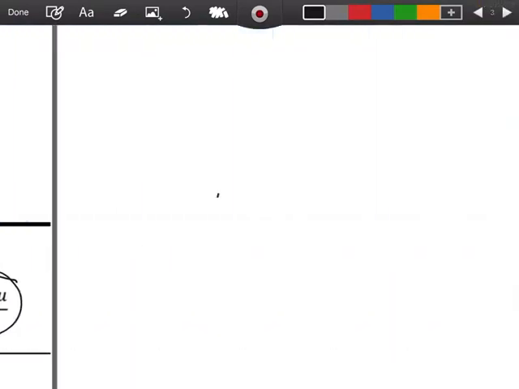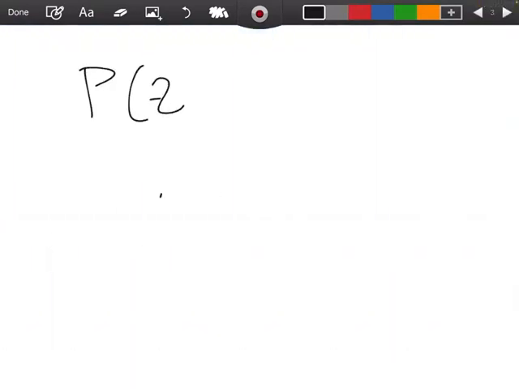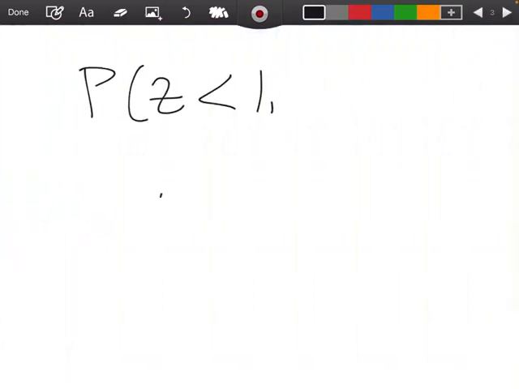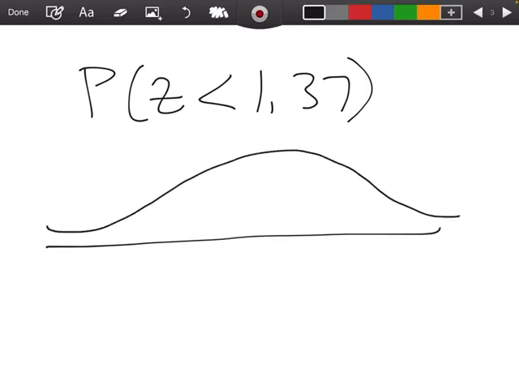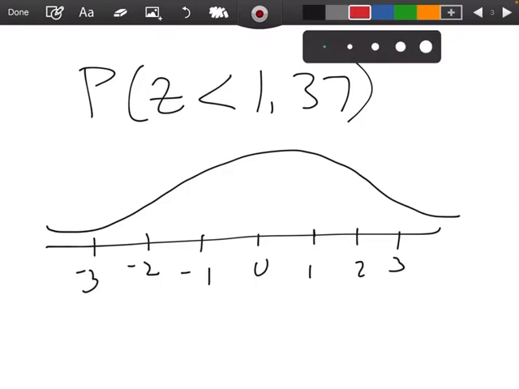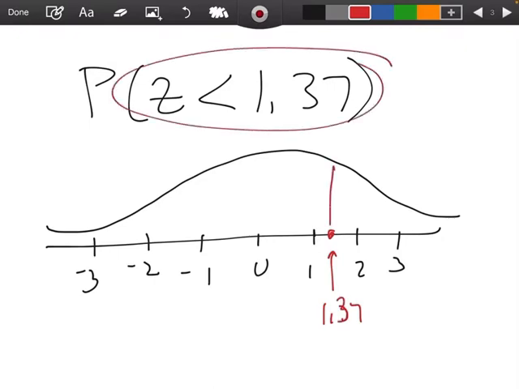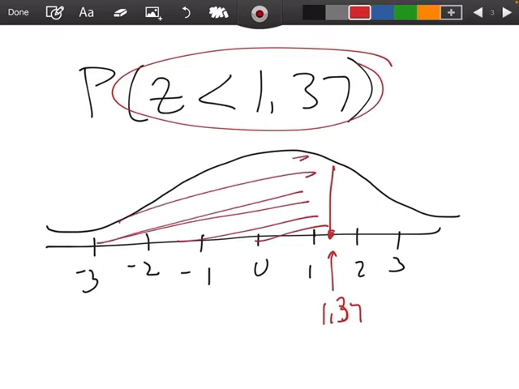So remember, since we were looking for it to be less than, I'm going to say I'm looking for the probability that z is less than 1.37. If I think about this in regards to my normal distribution, it looks like this. Here in the middle 0, 1, 2, 3, minus 1, minus 2, minus 3. The number that I'm really interested in here is that 1.37. And since we're looking for it to be smaller than, I'm looking for the area to the left.